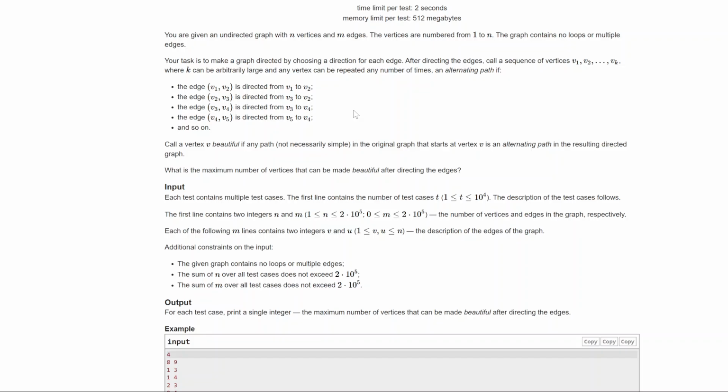Your task is to make the graph directed by choosing a direction for each edge. Call a sequence v1, v2, ..., vk, where k is arbitrary and vertices can be repeated any number of times. Call a vertex beautiful if any path, not necessarily simple, that starts at vertex v is an alternating path in the resulting directed graph. Find the number of vertices that can be made beautiful after directing the edges.